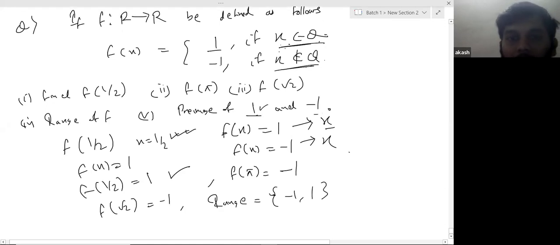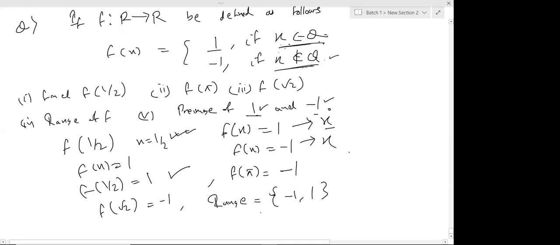All right, pre-image of 1 and minus 1. When are we getting 1? When x is a rational number. When are we getting minus 1? When x is an irrational number. All right, clear? Yes, sir. All right.